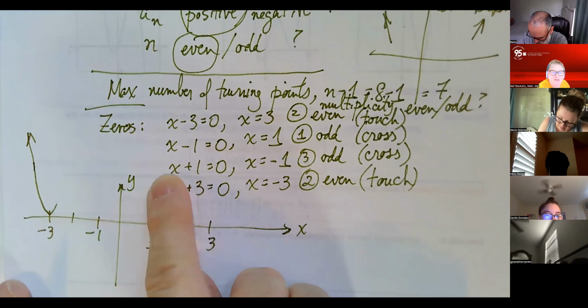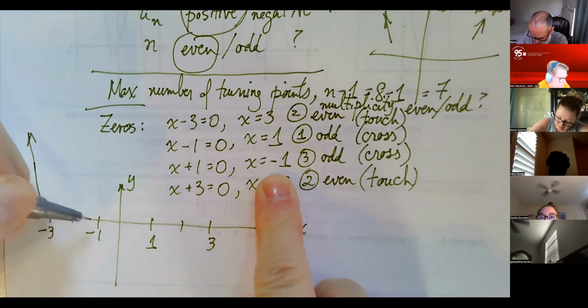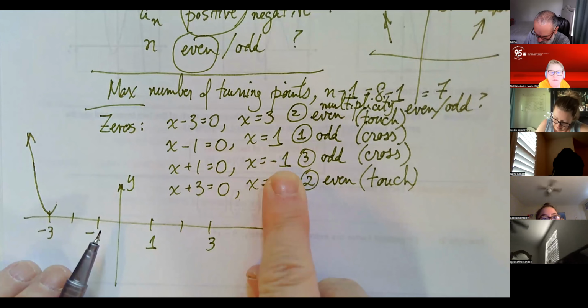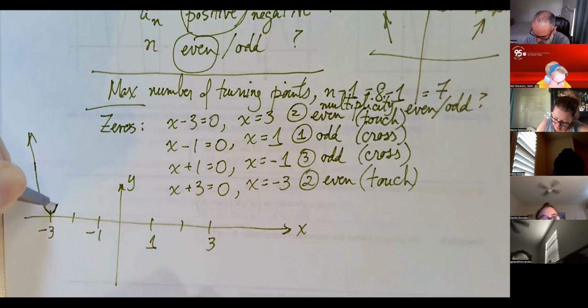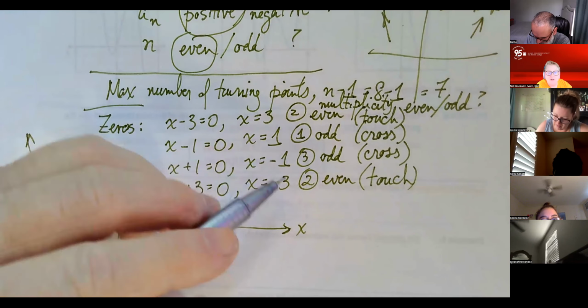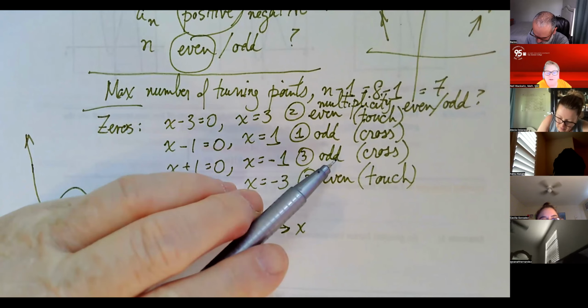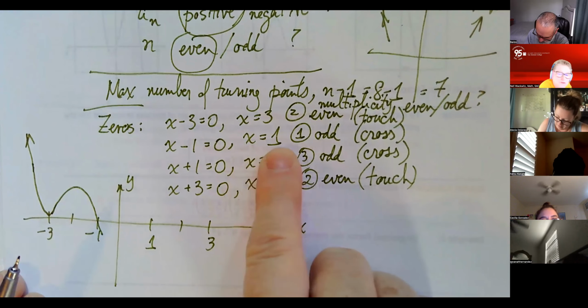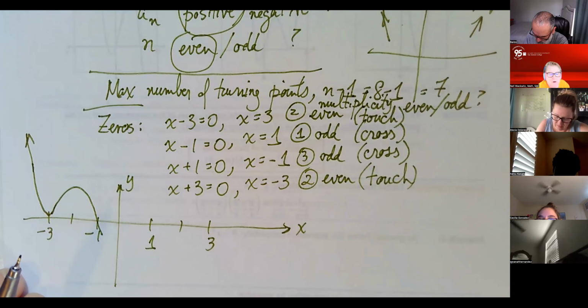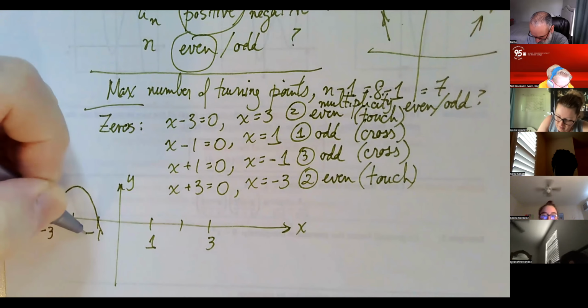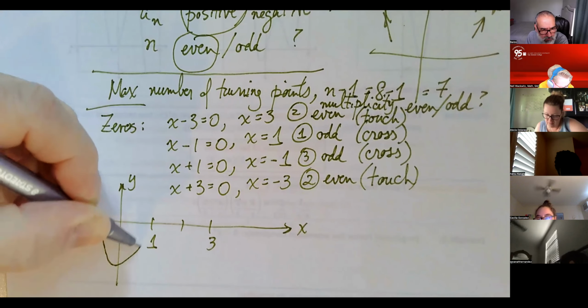What about at x plus 1, the zero at -1? Do we touch or cross? Cross. And how do we know? Odd. Yeah, the exponent on the x plus 1 factor is odd. It's 3. So what happens at x equals 1? Do we touch or cross? Cross. And do you see, in order to get from -1 up to 1, I have to turn.